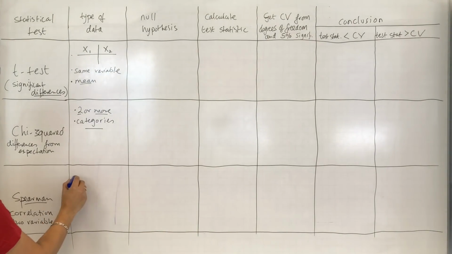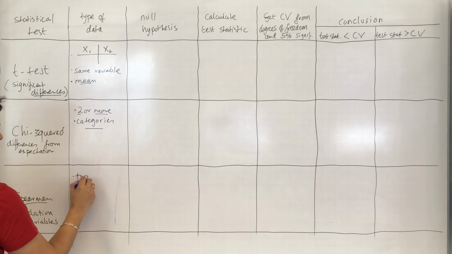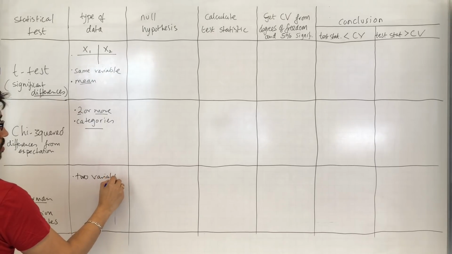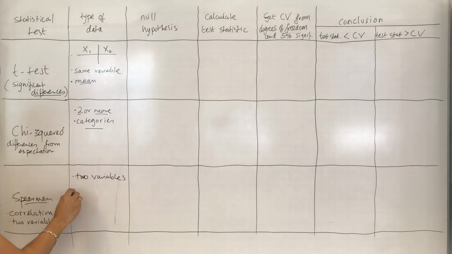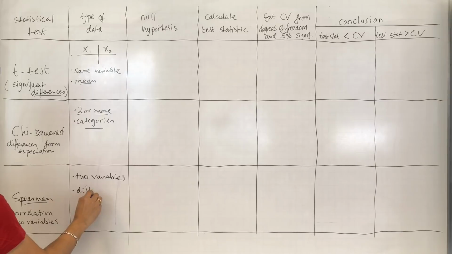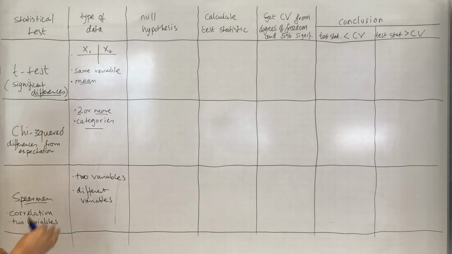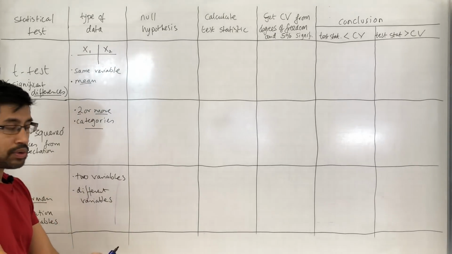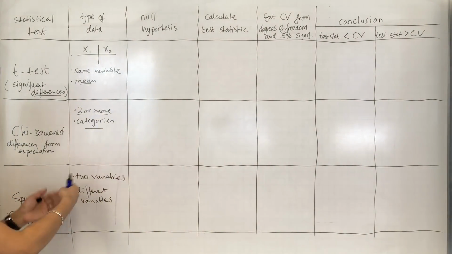So here we are looking for correlation. There will only ever be two variables, and they will be different variables. Okay, they should usually be different variables, because you want to see if there's a correlation. Usually in biology we're looking for whether there's an effect of A on B. Okay, so that's why there usually are different variables.